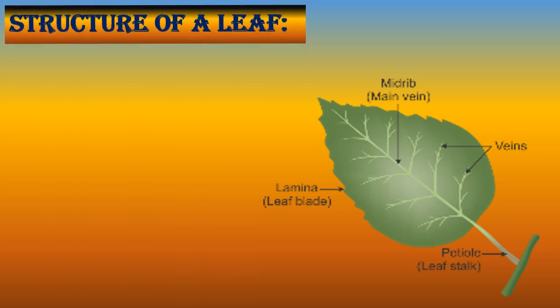So now the structure of a leaf. Kids, there are many different shapes, sizes and kinds of leaves. But if you have ever noticed, all leaves have the same basic structure. There is a flat part which is present on every leaf. That is known as the leaf blade. As you can see in the picture, the flat part of a leaf is called the leaf blade.